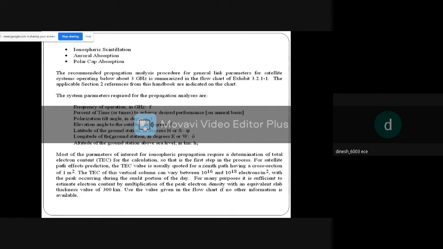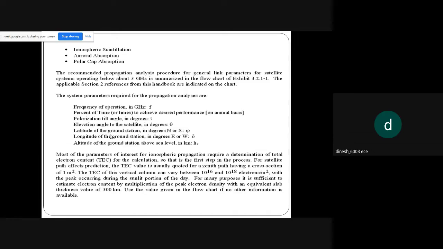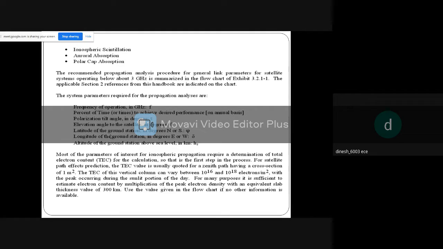So for many purposes, it is sufficient to estimate electron content by multiplication of the peak electron density with an equivalent slab thickness value of 300 kilometers.